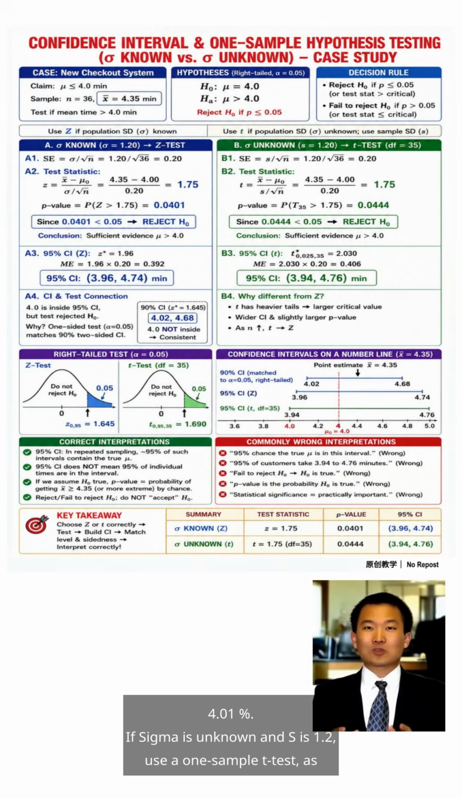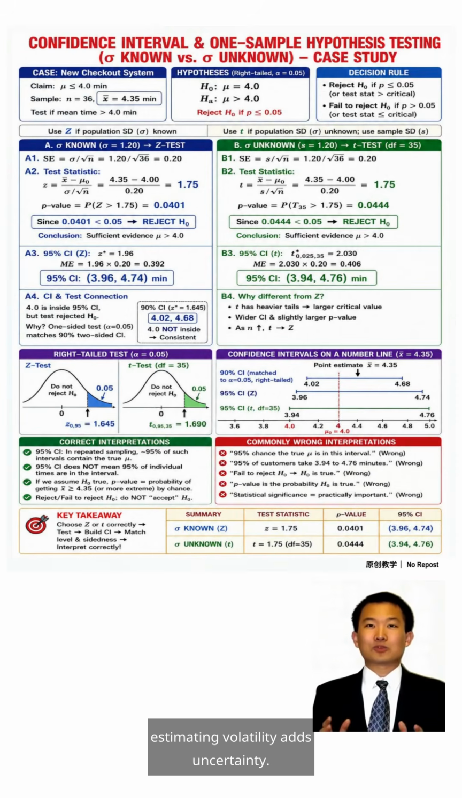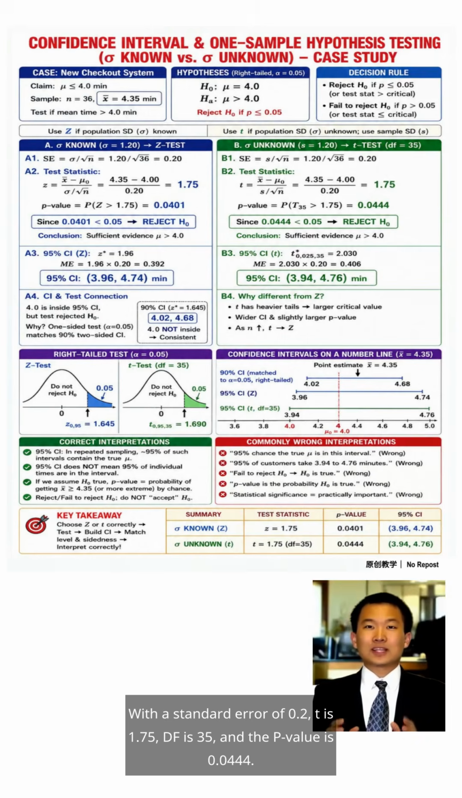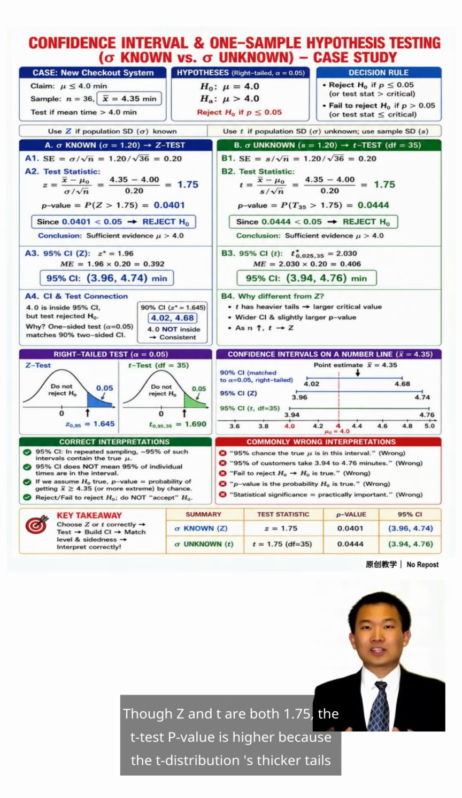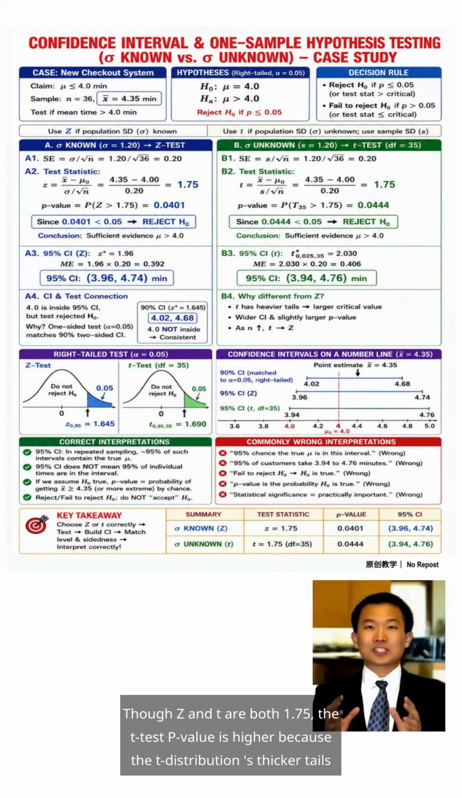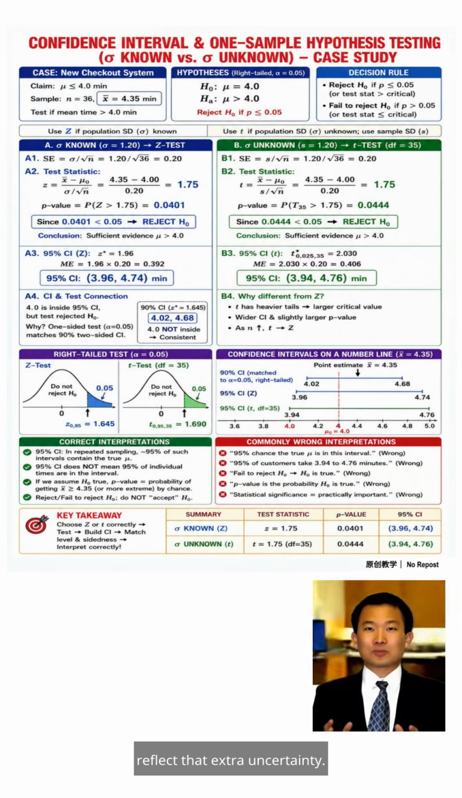If sigma is unknown and S is 1.2, use a one-sample t-test, as estimating volatility adds uncertainty. With a standard error of 0.2, t is 1.75, df is 35, and the p-value is 0.0444. Since this is under 0.05, we reject H0. Though z and t are both 1.75, the t-test p-value is higher because the t-distribution's thicker tails reflect that extra uncertainty.